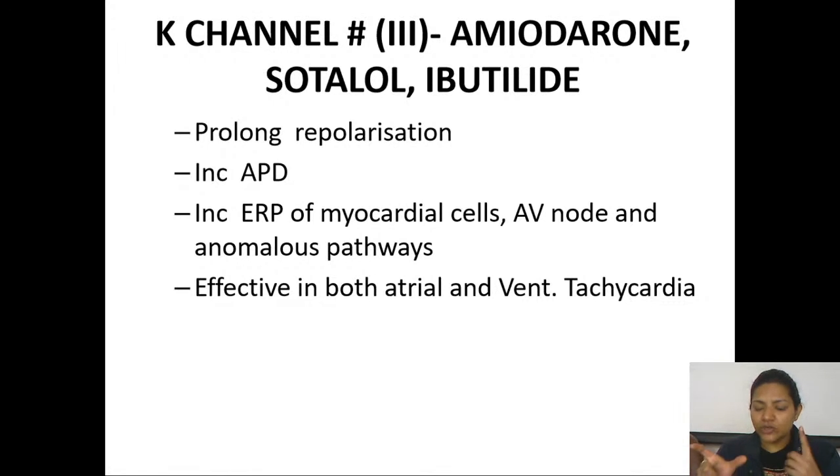So because of this reason, potassium channel blockers are also given in WPW syndrome because they have an effect on the anomalous pathway, and we know that in WPW syndrome we have an accessory anatomical pathway through which conduction is happening. So to block that, we give potassium channel blockers. Also potassium channel blockers are effective in both atrial and ventricular tachycardia.